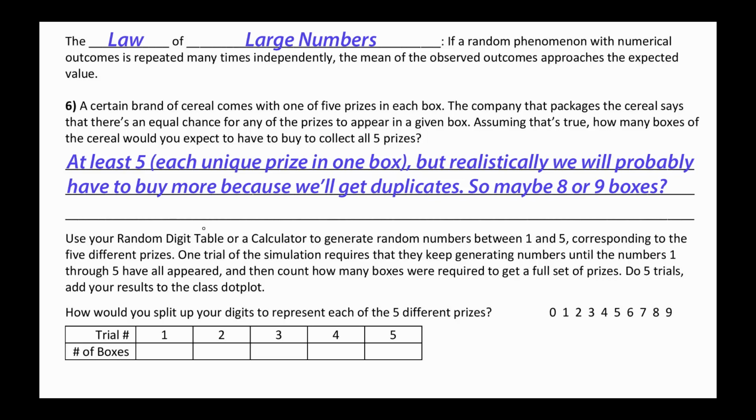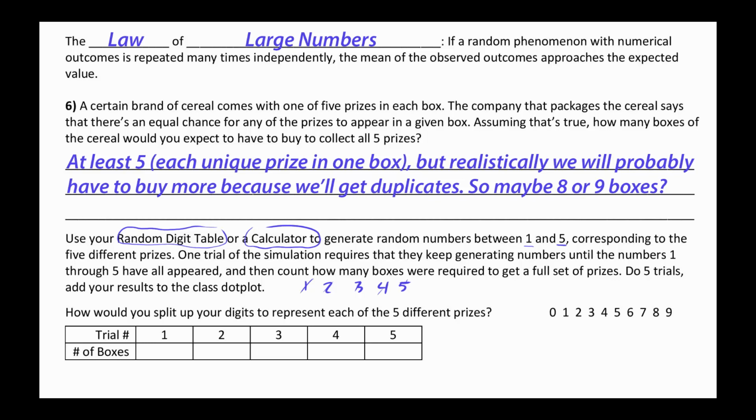So using a random digit table or even your calculator, we're going to generate the numbers 1 through 5. So 1, 2, 3, 4, 5. Each one representing one of the different prizes in those boxes. So you have to get 1, 2, 3, 4, and 5. You want to get each one individually. So you have to keep going until all 5 of those would be crossed off. We're going to go ahead and do 5 trials and record our results to see if there's any pattern to those results.